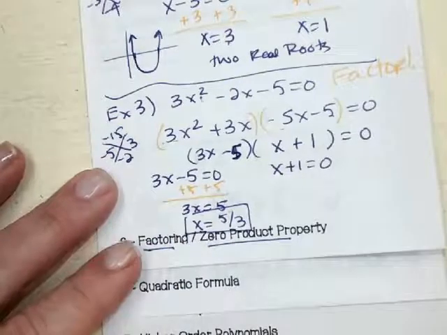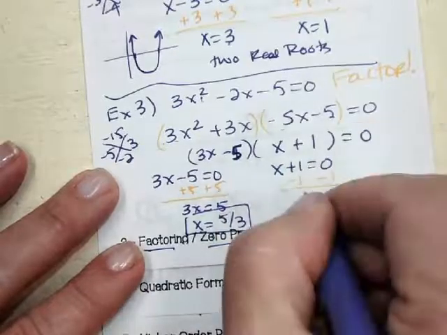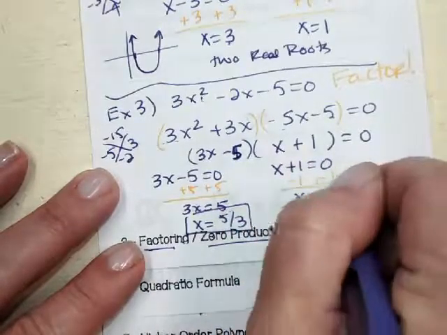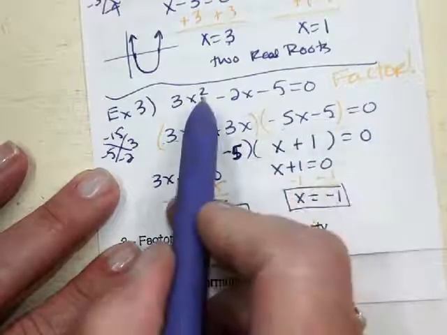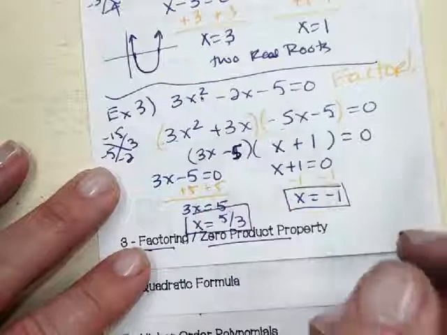On this one, x plus 1 equals 0. We got to isolate the x. So if I subtract 1 from both sides, I get x equals -1. That is my second of my 2 solutions, zeros, roots, x-intercepts. I have 2 real roots.